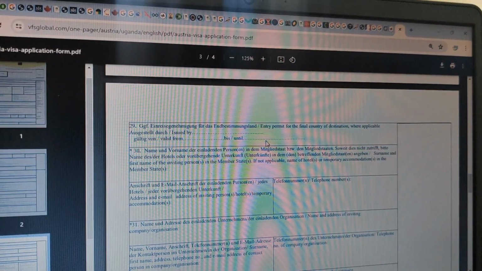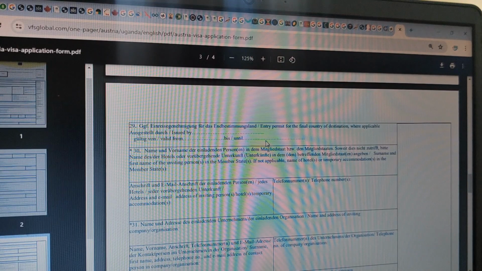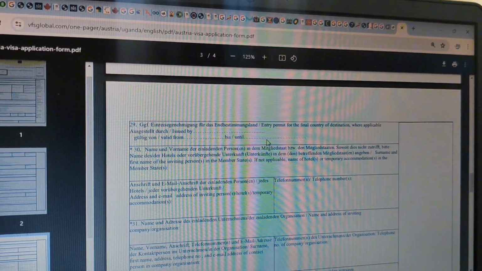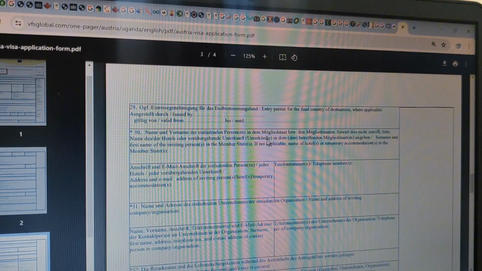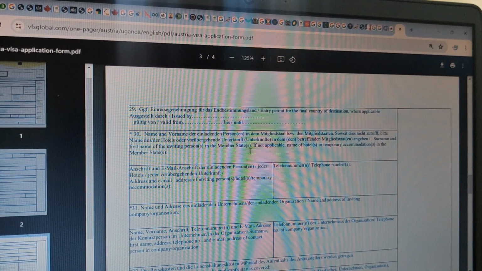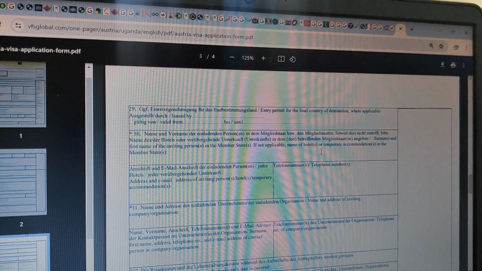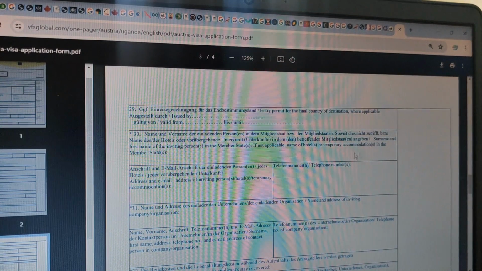Entry permit for the final country of destination, issued by, valid from, until. Surname and first name of the inviting person in the member state. If not applicable, name of hotel or temporary accommodation in the member state.